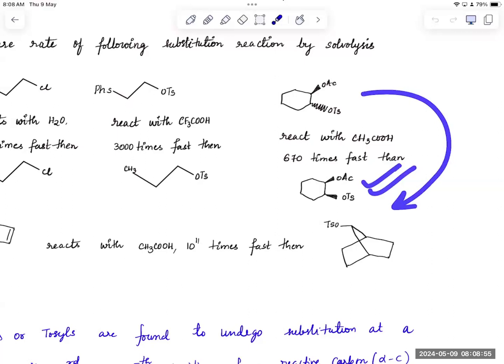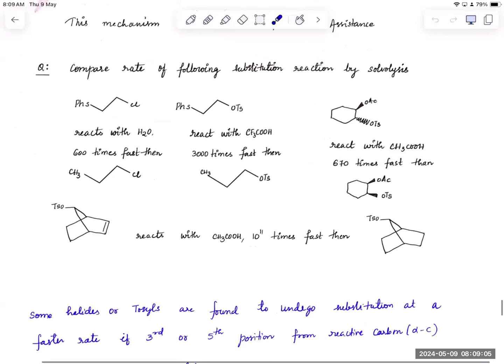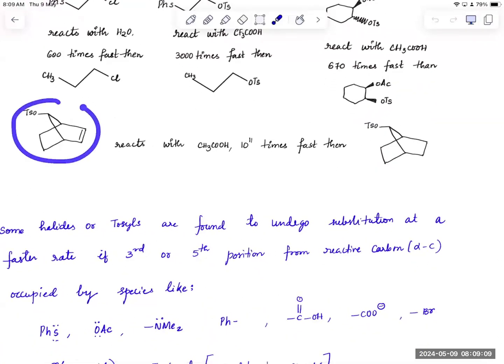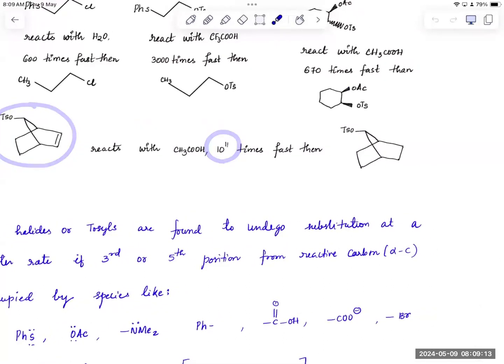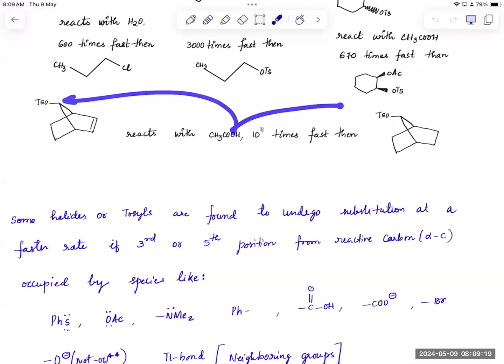Structurally, they look exactly the same, except that they are geometrical isomers. But this has very high reactivity. Now, what's happening in this? Let's understand. Similarly, if I take this molecule, it would react almost 10 raised to power 11 times faster than this reaction, whenever you react it with acetic acid.